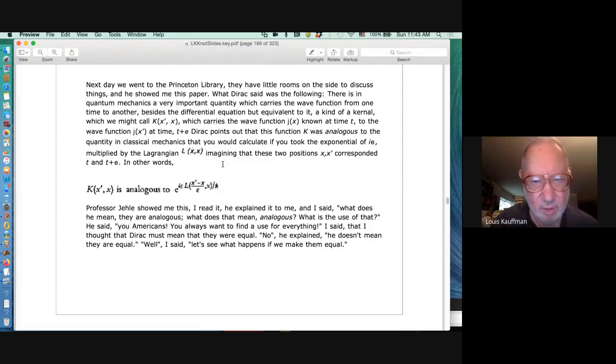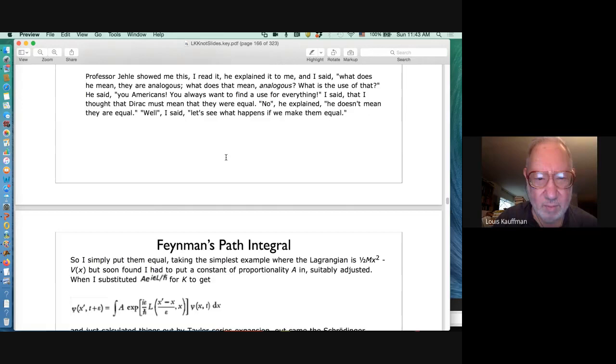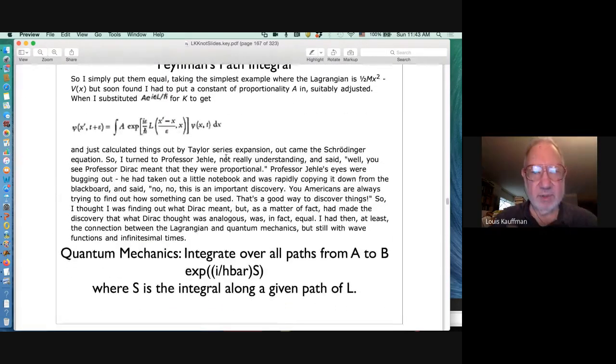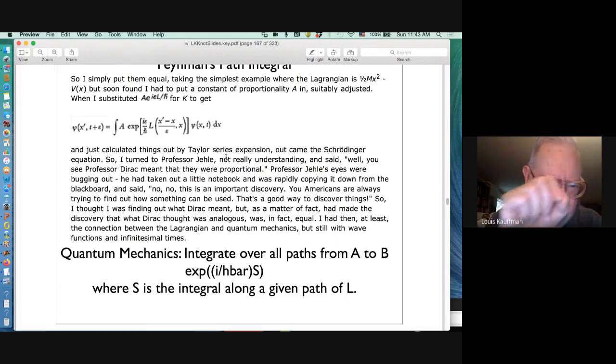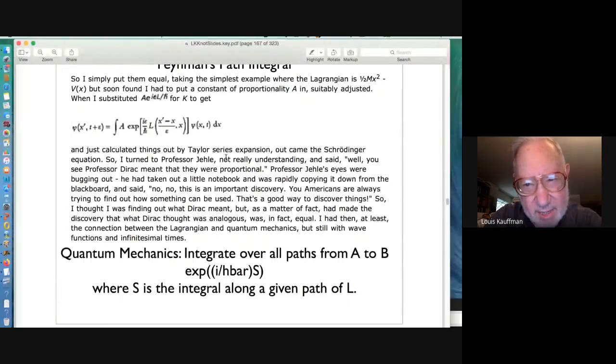"He said, 'You Americans, you always want to find a use for everything.' I said that I thought Dirac must mean that they were equal. 'No,' he explained, 'it doesn't mean they're equal.' 'Well,' I said, 'let's see what happens if we make them equal.' So I simply put them equal, taking the simplest example where the Lagrangian is 1/2 mv squared minus V of x, but soon found that I had to put a constant of proportionality in, suitably adjusted, wrote the integral across a small path, and calculated with a Taylor series, and out came the Schrodinger equation. So I turned to Professor Jehle and said, 'Well, you see, Professor Dirac meant they were proportional.'"